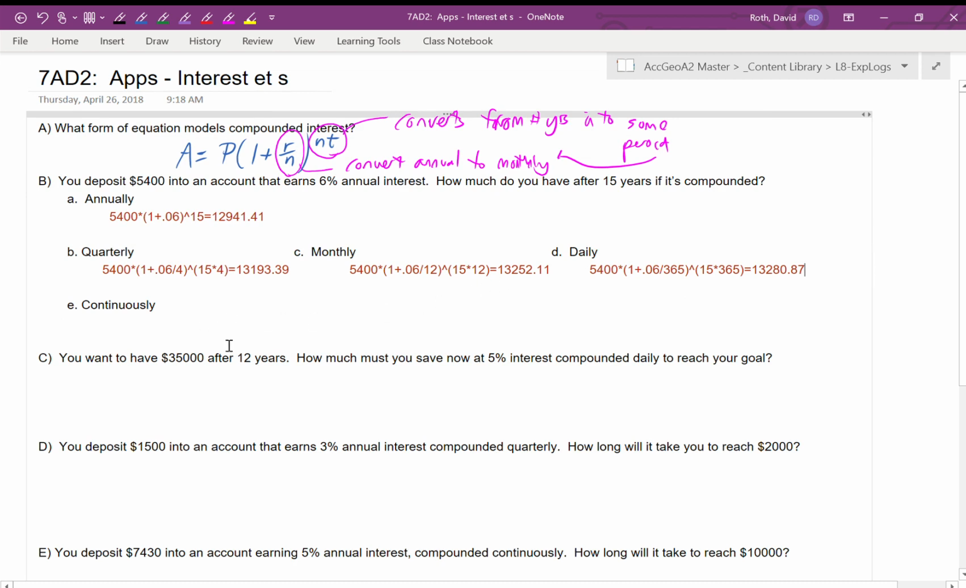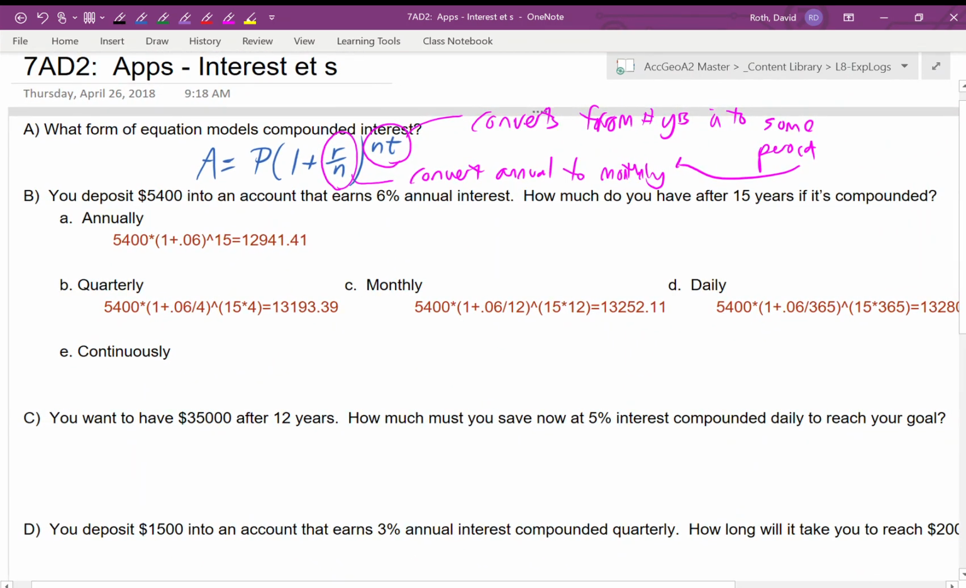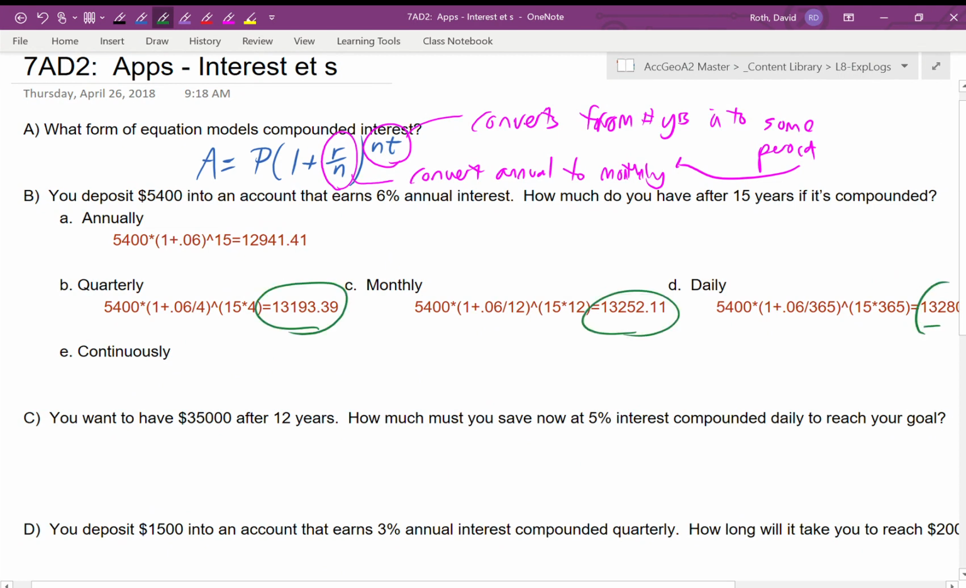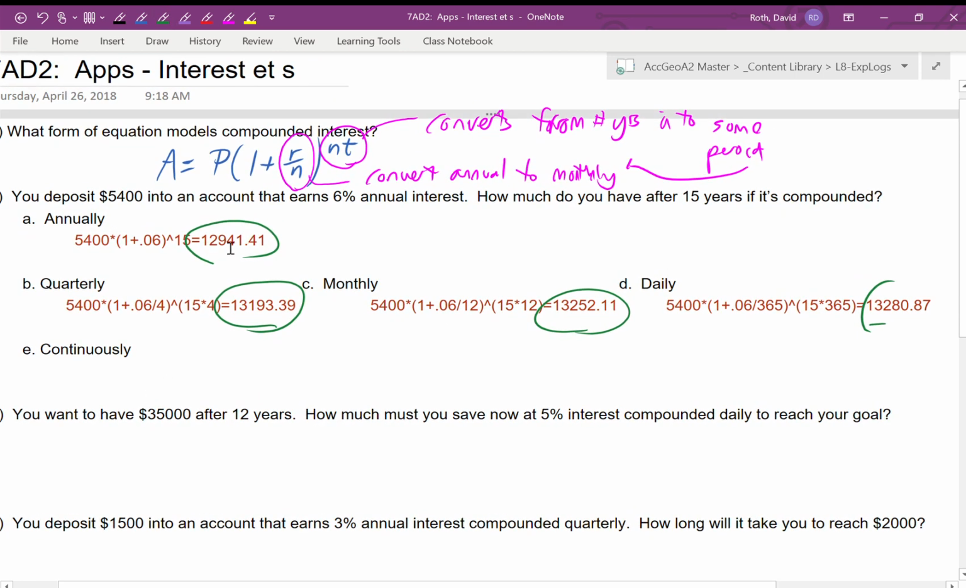Now, hold on. Here's the pattern we want to note at this point. Let me make this bigger so we can see all these numbers. Notice what's coming back in here: that number, and the original number. Going from annually to quarterly and just adding interest on top of interest, I'm going up 60 bucks. That's like 250 bucks more. That's pretty good. And that's only 4 times versus 1 time a year.